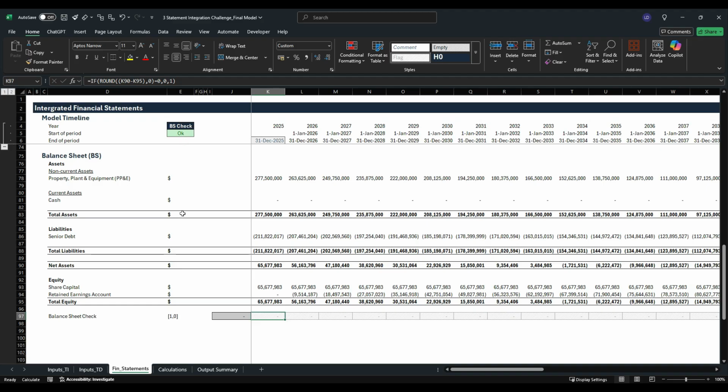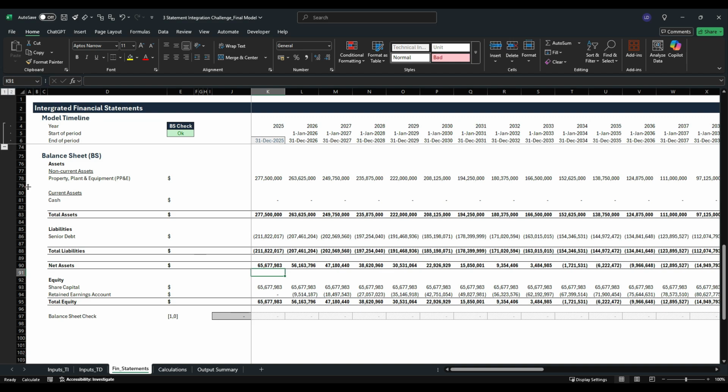Our balance sheet balances, our total assets equal liabilities plus equity. And that's exactly what we would expect. So that's great. Also in different words, our net assets equal our total equity.